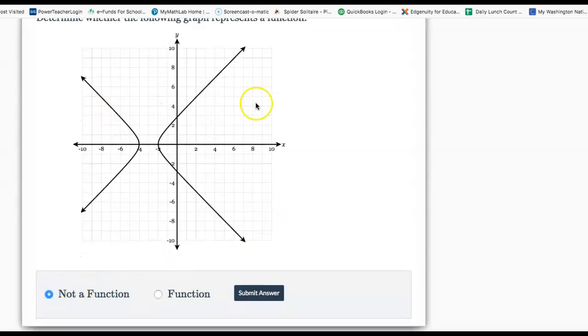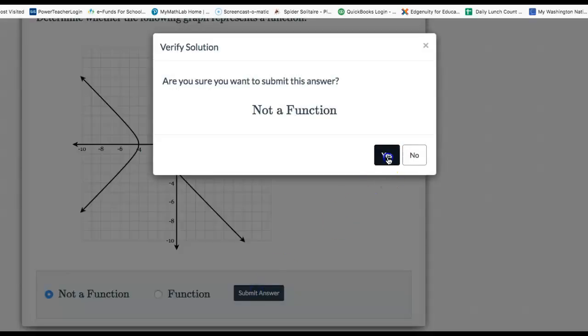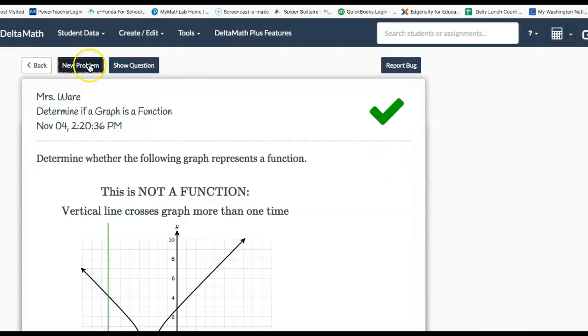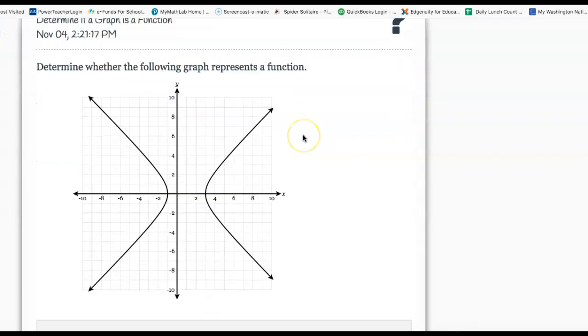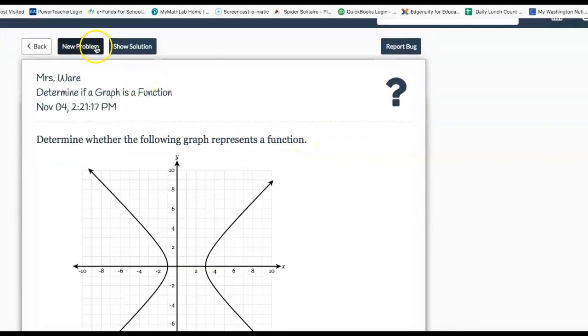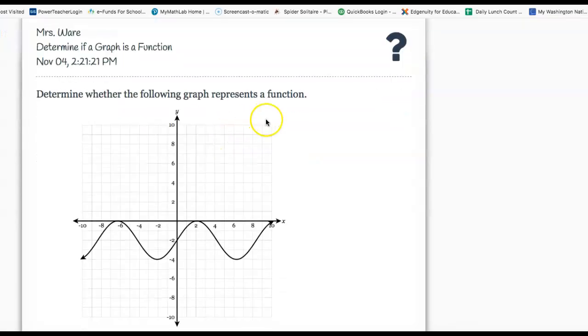And that happens lots of places. 6 has a value there. It also has a value there. Actually, all of these x's have two values. Submit answer. Okay, let's look at another problem. That looks the same. Okay, let's look at this one.